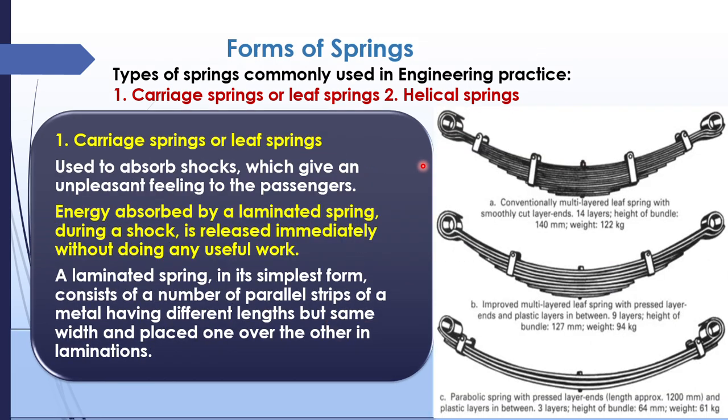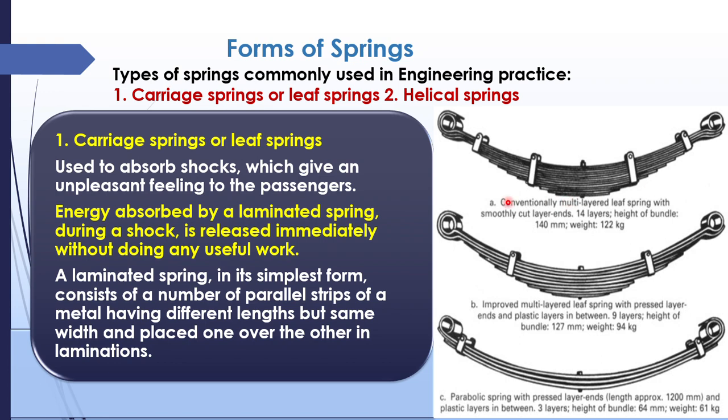These laminated springs, or carriage springs, or leaf springs, are used to absorb shocks which give an unpleasant feeling to the passenger. The energy stored in these springs will be released without doing any particular work because it is just to absorb the unpleasant vibrations.